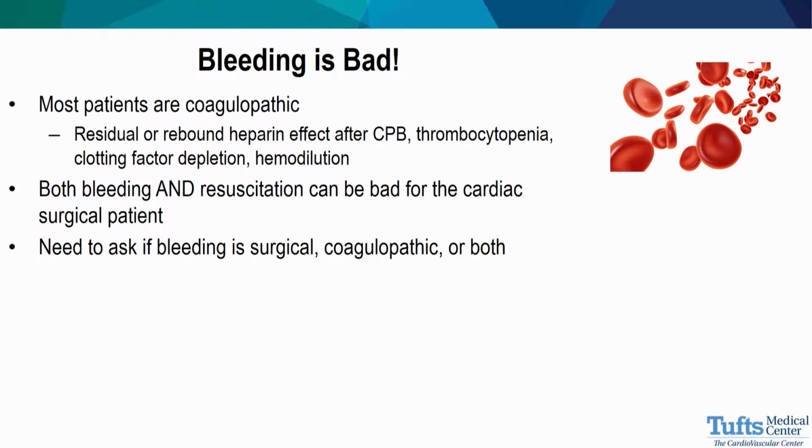This is not rocket science, I'm sure you're aware of this, but bleeding is bad. These patients come out of the operating room and they're coagulopathic for a number of reasons. Both the bleeding itself, which can lead to hypotension, as well as the resuscitative efforts, can have deleterious impacts on our patients. With the resuscitation, we can see further distension of the right ventricle. We can, of course, cause transfusion-related lung injuries and worsening hypoxia. And we need to ask, is the bleeding surgical or is it coagulopathic? We need to move quickly with our surgical colleagues to correct the underlying abnormalities.